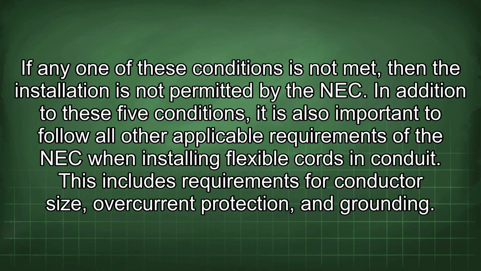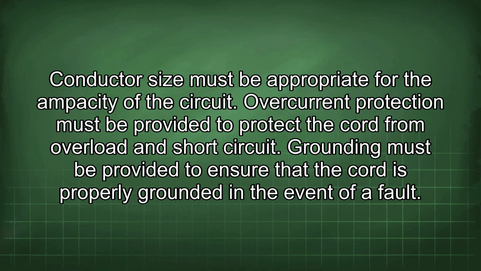If any one of these conditions is not met, then the installation is not permitted by the NEC. In addition to these 5 conditions, it is also important to follow all other applicable requirements of the NEC when installing flexible cords in conduit. This includes requirements for conductor size, overcurrent protection, and grounding. Conductor size must be appropriate for the ampacity of the circuit. Overcurrent protection must be provided to protect the cord from overload and short circuit. Grounding must be provided to ensure that the cord is properly grounded in the event of a fault.